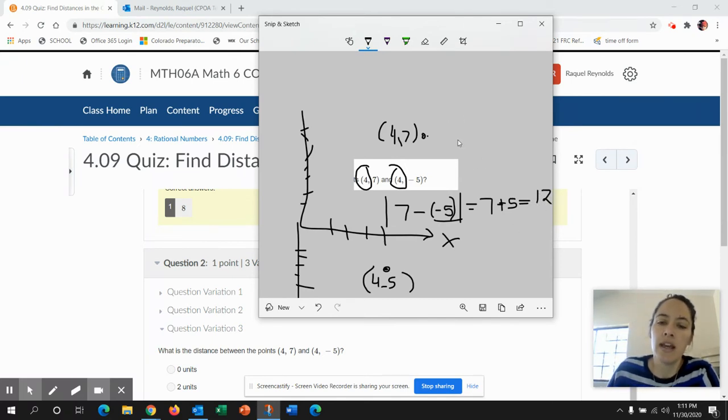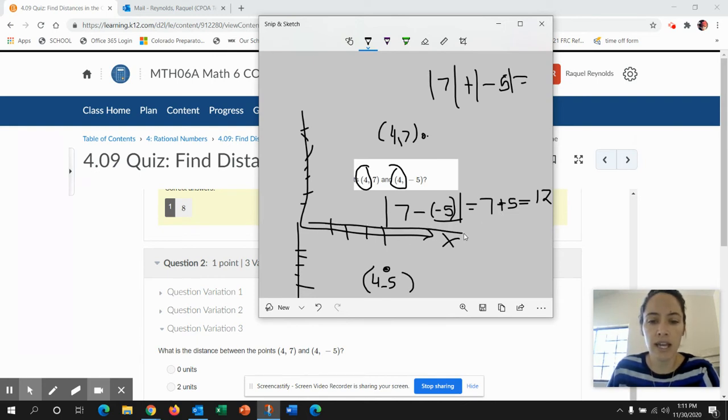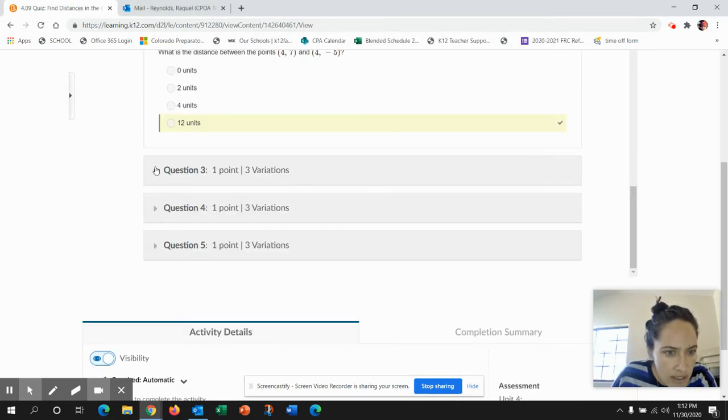Okay, and then the other thing you could think about is you could just do the absolute value of 7 plus the absolute value of -5, which will still be 7 plus 5, which is 12, because see, they're on the other side of this axis, right? So you can do that too. You would have learned this and practiced this in your course, so you got it, okay? All right, let's see what's the next one.